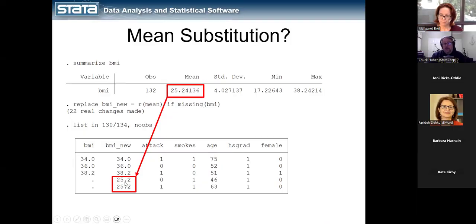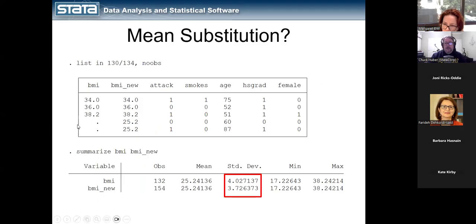Okay, so then I'll have complete data for BMI_new, again with the missing values replaced with the mean. And this feels right. What could be wrong with that? If that's the average BMI, what could be wrong with substituting the mean? And in fact, if we summarize those two variables, BMI, the original variable, and BMI_new, the one with mean substitution, the mean is the same for both variables out to 5 decimal places. So the mean is the same, the min is the same, the max is the same. Something feels right about this.